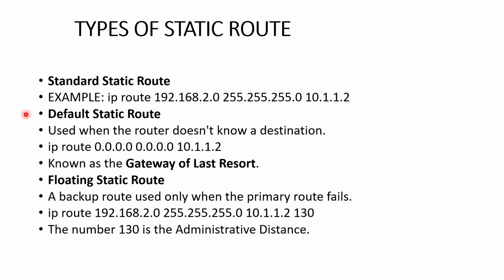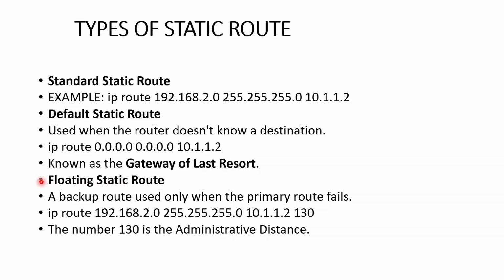But another type is the default static route. This is mostly used when a router doesn't know how to reach the destination. So you just advertise or tell it by saying IP route. This is the default. So the router is going to forward to any address because it is a default route. Any address which it does not know from that router, by entering this command, the packets are going to be forwarded. And this one here is also just the next hop address. Or in other words, we say this is a gateway of last resort.